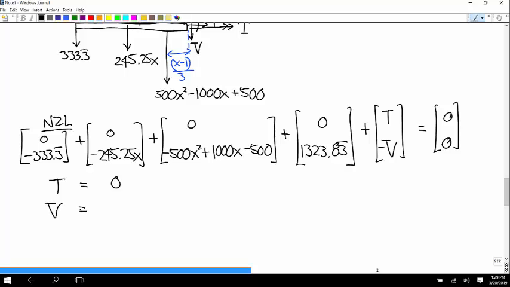V is this super complicated thing. So it says V is equal to negative 500x squared. And then the x term is 1000x minus 245.25x, so that's 754.75x. And then the constants are minus 500, minus 333.3 repeating, plus 1323.83. Can someone add those up for me? Plus 490.5.